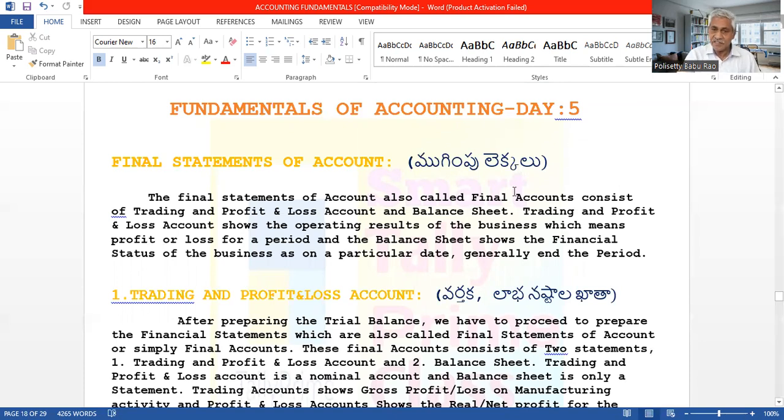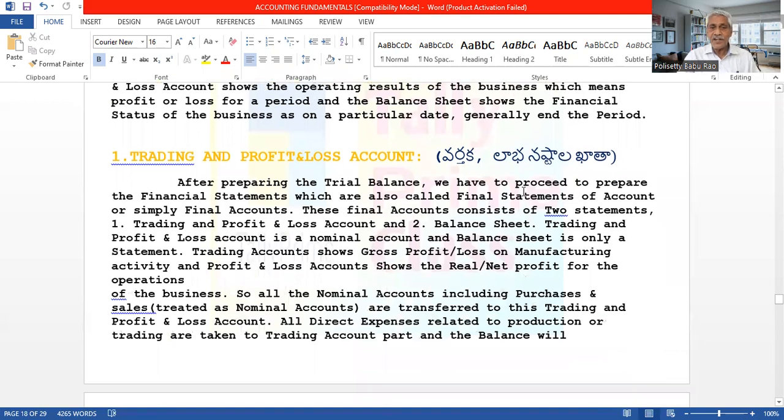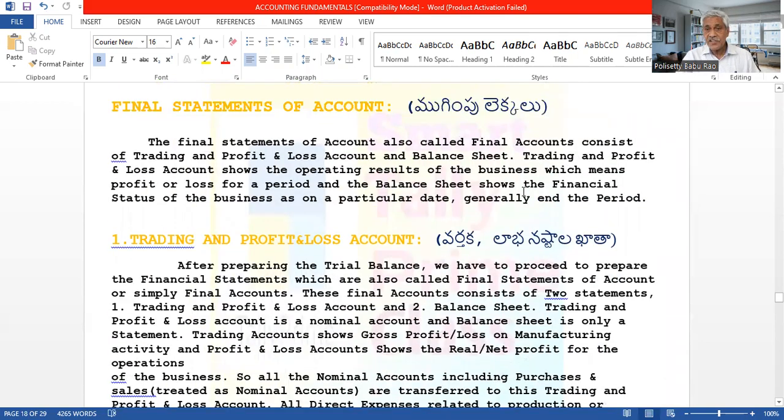You have to find out the result of the business as well as the financial position of the business. Financial position means what assets we have, what liabilities we have, how much we have to receive from others, how much we have to pay to others, and how much is invested by the proprietor. All these will be shown in the statements. So there are two statements to prepare. One is to find out the net results of the business, and the other is to find out the financial position of the business.